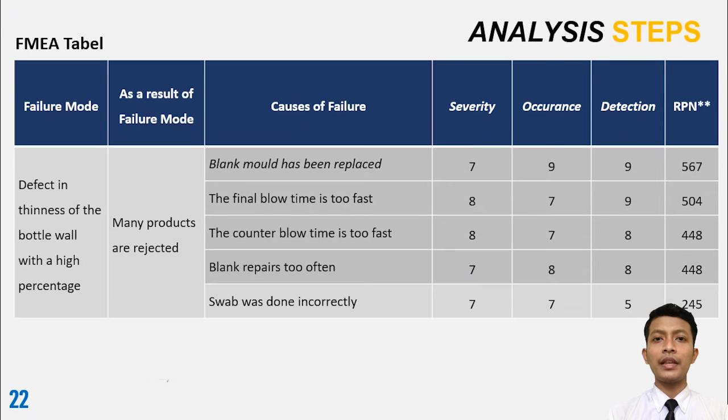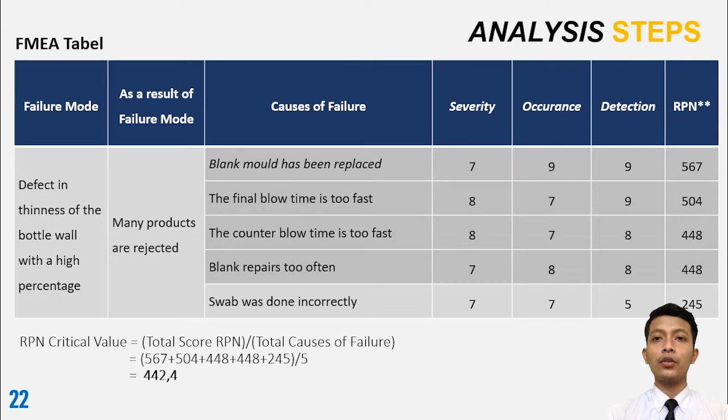This is the FMEA table. We get the severity, occurrence, and detection values from the questionnaire given to the expert judgment. There are 4 factors that exceed the RPN, and these 4 factors must be considered more. The first is the blank mold has been replaced. The second is the final blow time is too fast. The third is the counter blow time is too fast. The fourth is blank repair too often.